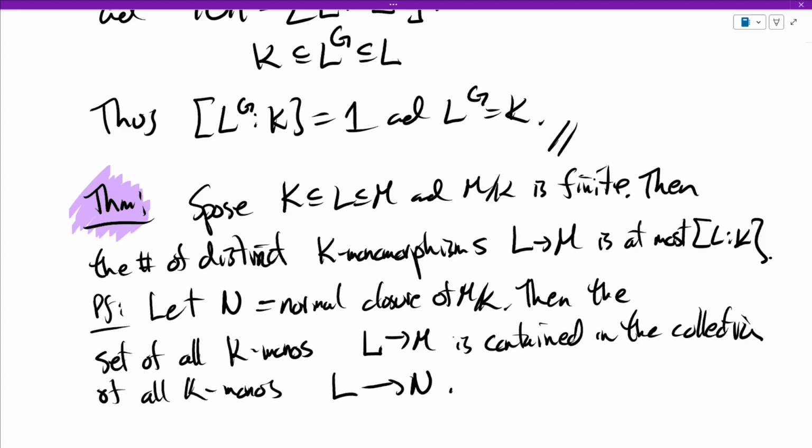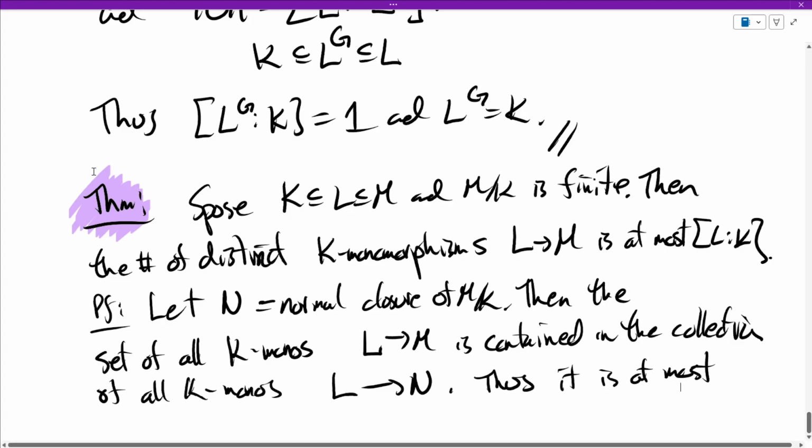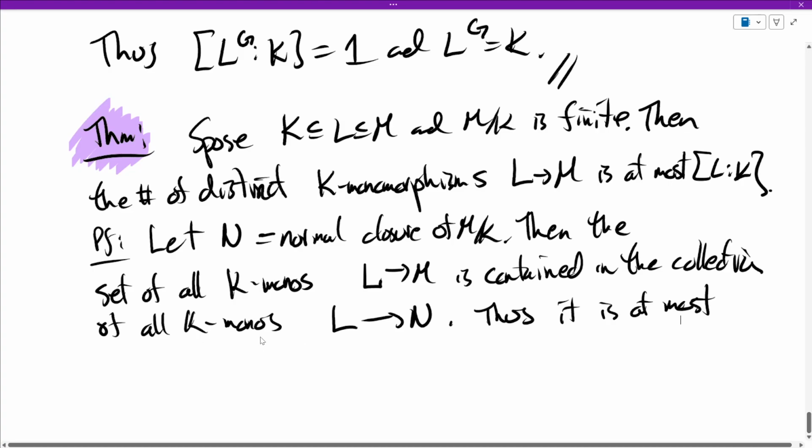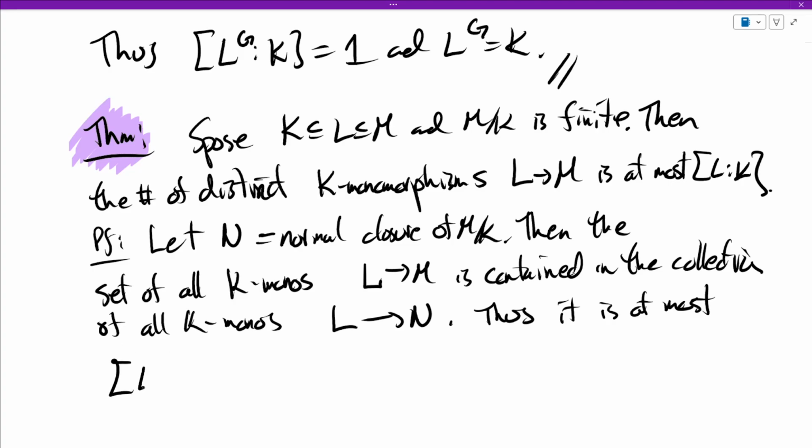Okay, so not all of the monomorphisms will be monomorphisms to M. Some of them might leave M because M is not given to be normal. So not all of them will be, but some of them might be. Okay, so let's continue. Thus, the number of such monomorphisms from L into M is less than or equal to the number of monomorphisms from L into N. And we just saw in the previous theorem that's equal to the degree of L over K, but we could have less. All right.